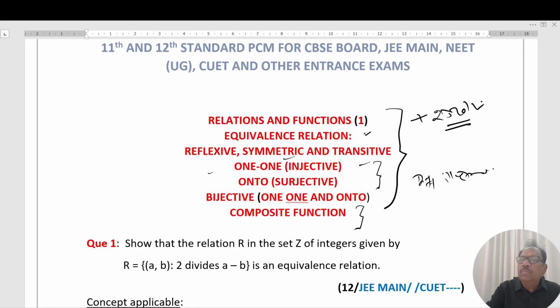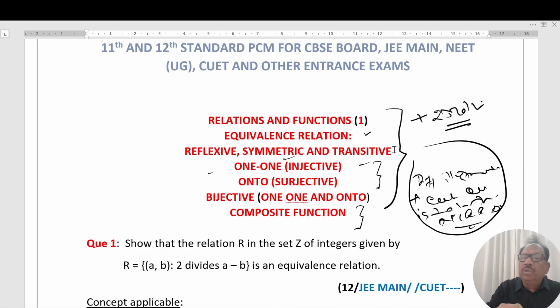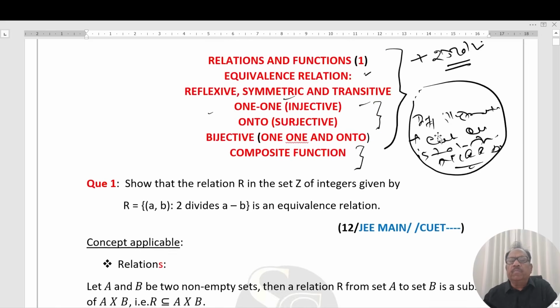illustrations, and each question is taken from the NCERT book. This is the very start of the basics of relations and functions. In the next session, I will discuss further in depth, right? Now let's start the question.